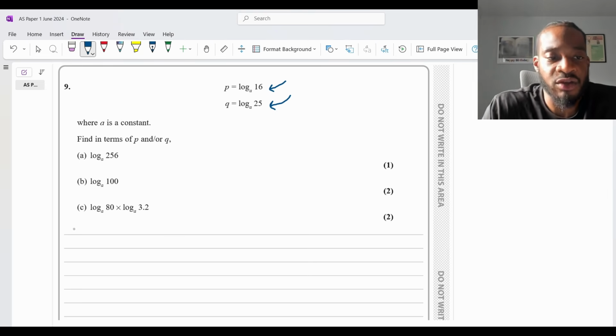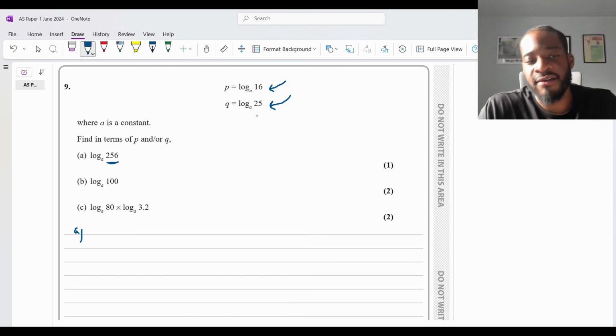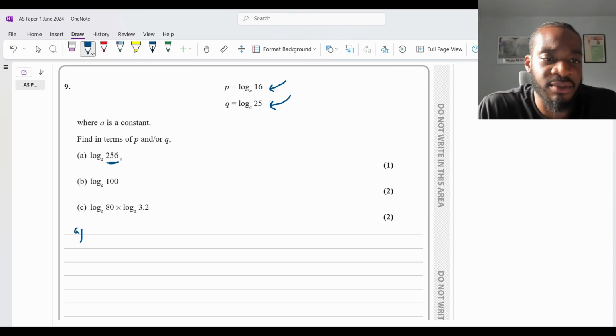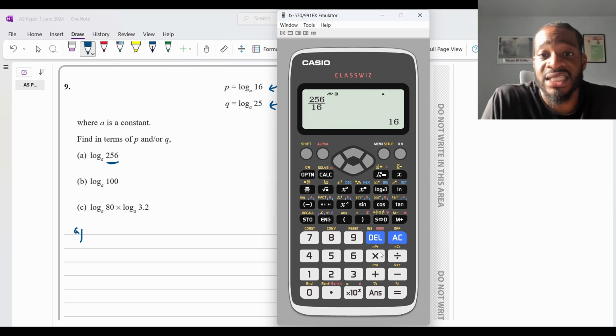So the first one, I'll do part A here, is 256. That's the number I have there. Now look at my two options, 16 or 25. Well, 256 and 16 are both even numbers. So I'd ask myself, well, how many times does 16 go into 256? So the first thing I'll do is get my calculator and work that out. 256 over 16 is 16, right? So it's 16 squared. 16 squared is 256.